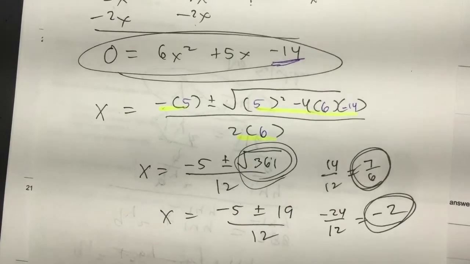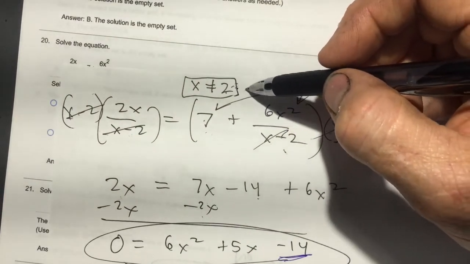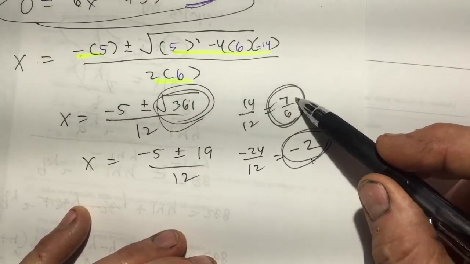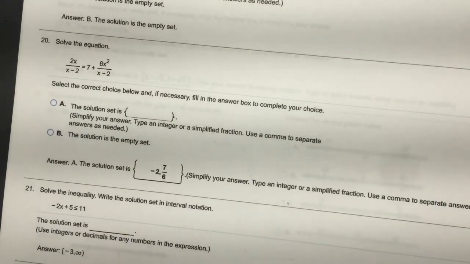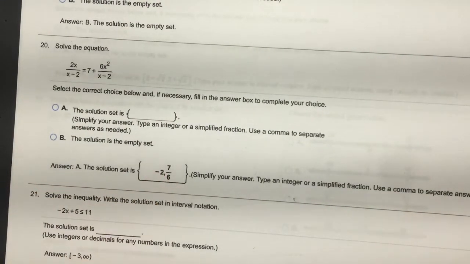Okay. And look, we can't have 2 from the beginning up here. Okay. Well, I got negative 2, so that's okay. So I got 7 over 6 and negative 2. And there you go, man. We're good. We're good. That's my solutions.